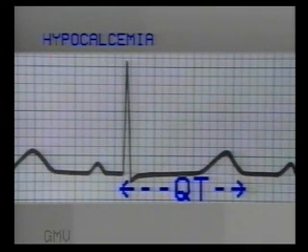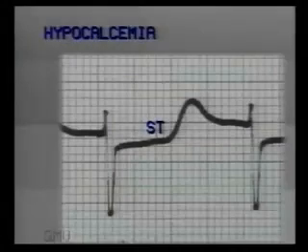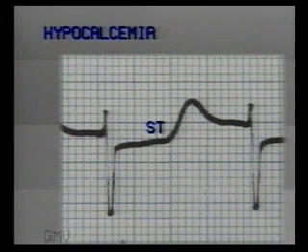ST segment is prolonged. See this ECG of a patient with tetany. The QRS complex is normal, T wave is normal, only the ST segment is prolonged, causing prolongation of QT interval.